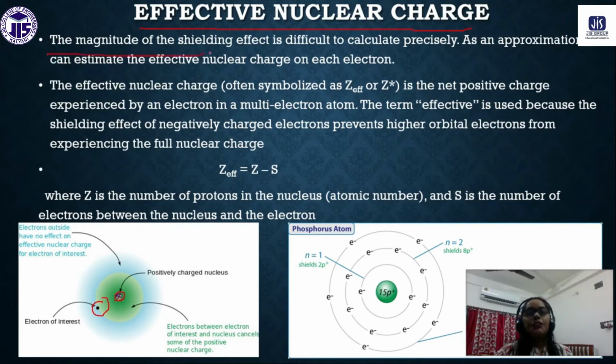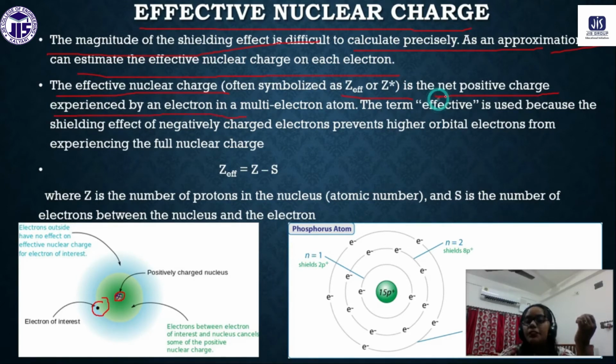The magnitude of the shielding effect is difficult to calculate precisely. As an approximation, we can estimate the effective nuclear charge. We cannot estimate how much the shielding effect is. Rather, we can estimate the effective nuclear charge that an electron will experience. The effective nuclear charge, generally indicated by Z effective, is the net positive charge experienced by an electron.